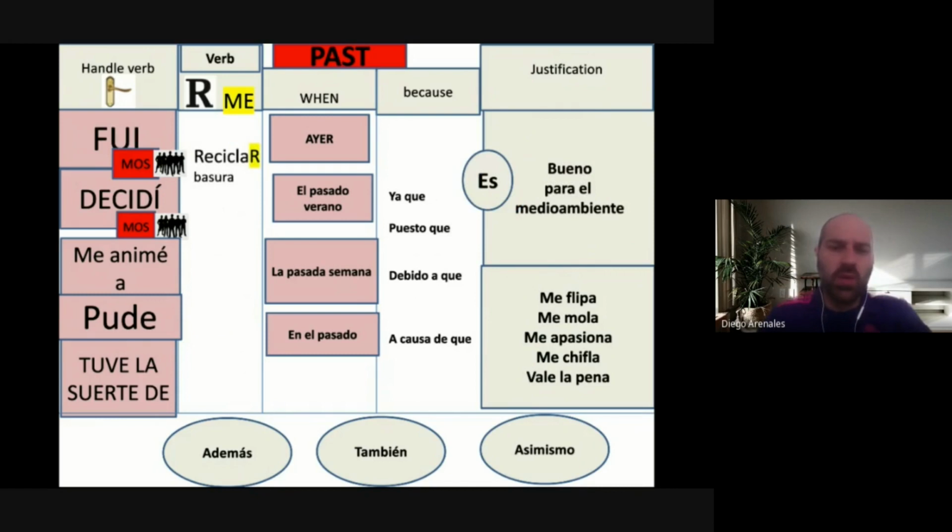For example, we're using the topic of the environment. What did you do last week, for example, to help the environment? As you can see, I'm using verbs related to the topic of global issues. Reciclar basura, to recycle rubbish, ahorrar agua, to save water, o montar en bici, to ride your bike. So always adapt the verb to the topic that you've been asked.